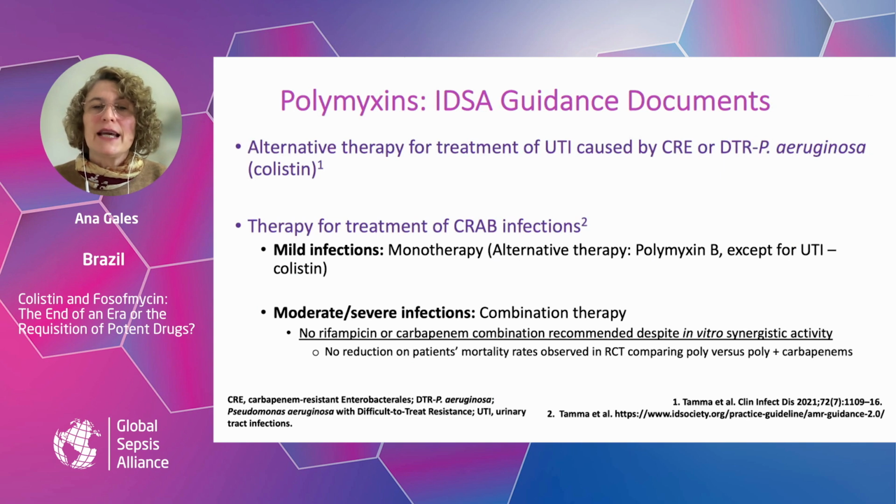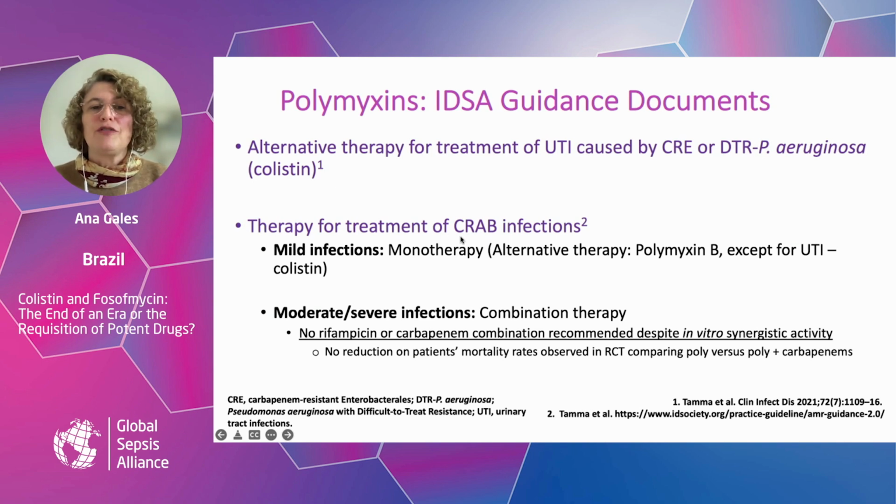In the IDSA guidance, I want to cite where they cite polymyxin and fosfomycin. Fosfomycin was not cited by the IDSA guidance because it's not available in the US, but polymyxin was cited as an alternative therapy for treatment of urinary tract infection caused by carbapenem-resistant Enterobacterales or difficult-to-treat Pseudomonas aeruginosa. In this case, because it's used for the urinary tract, colistin was preferred over polymyxin B because the concentrations of colistin are higher in the urinary tract than polymyxin B.